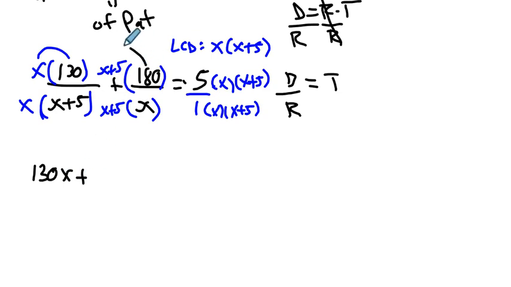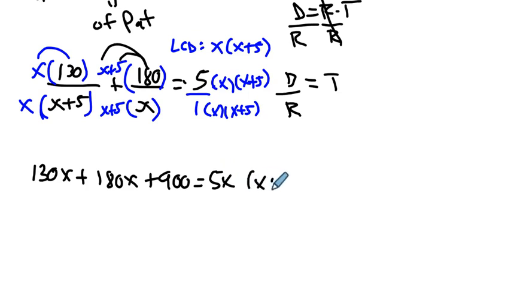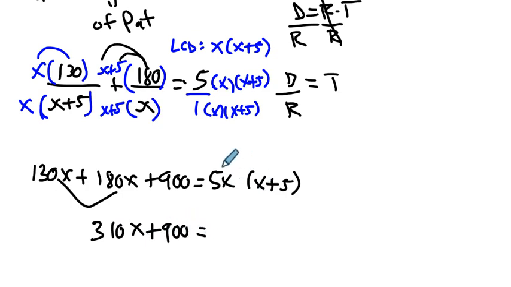plus 180 times x, 180 times 5 is 900. For here, let's just do 5x. I'm going to multiply these guys right here and multiply that by x plus 5, and then we'll do that here on our next line. Cool, so adding these guys together, 310x plus 900 equals, now I'm going to go ahead and distribute. 5x times x is 5x squared, and 5x times 5 is 25x.